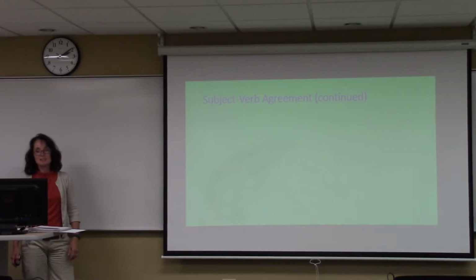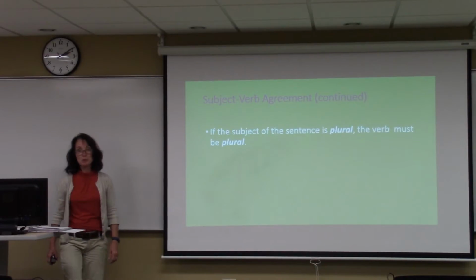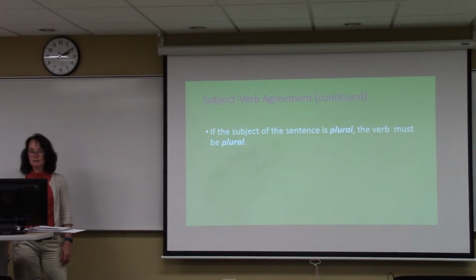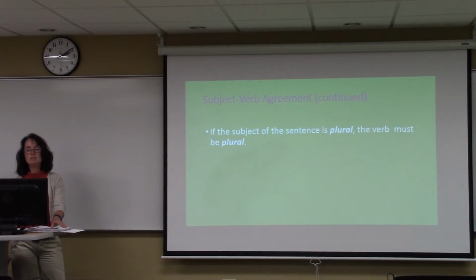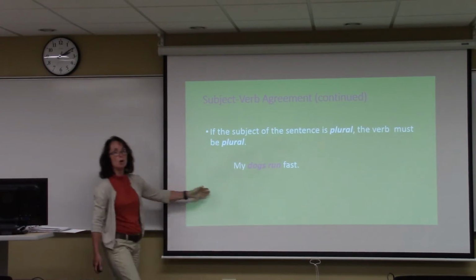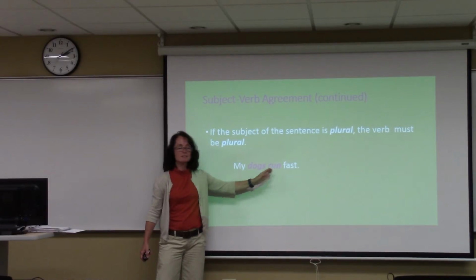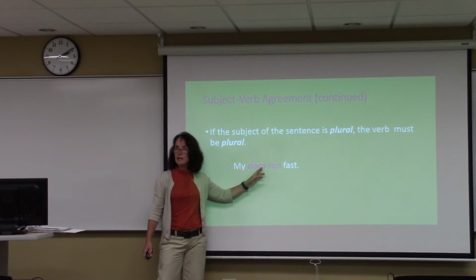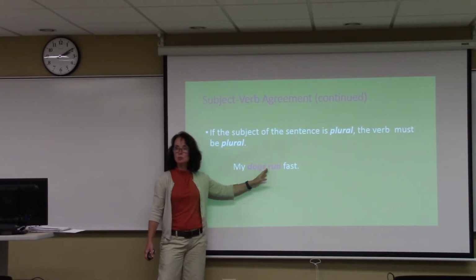Some subjects seem to be plural, but they really are singular, okay? So, oh wait, I jumped a little bit. If the subject of the sentence is plural, then the verb must be plural. My dogs run fast. See that? Usually, have you guys picked up on this trick? If the subject has an S on it, usually the verb doesn't.